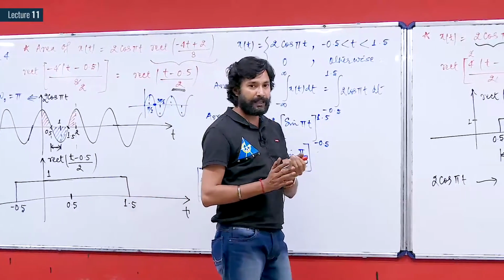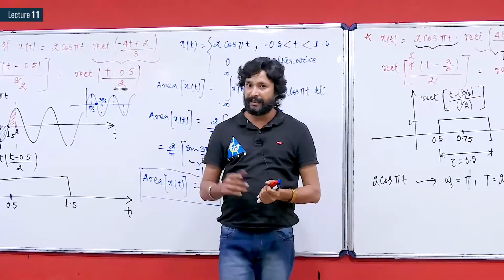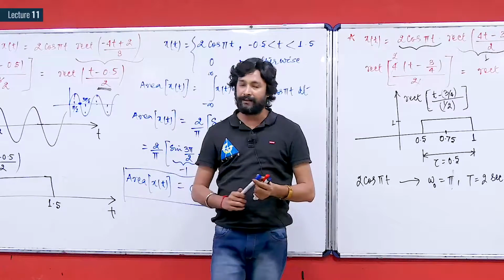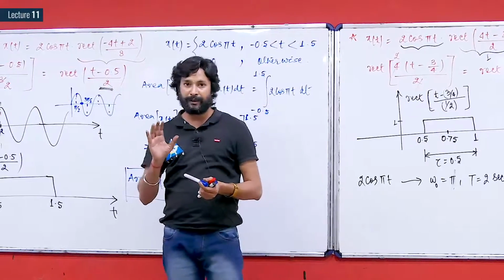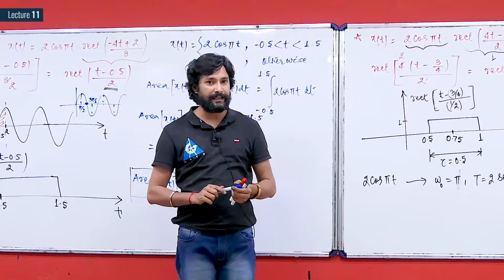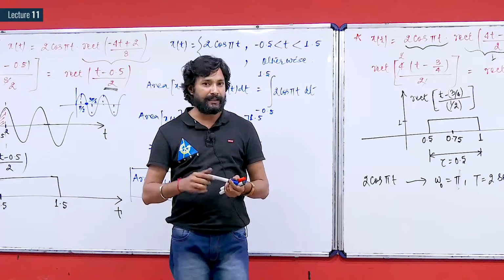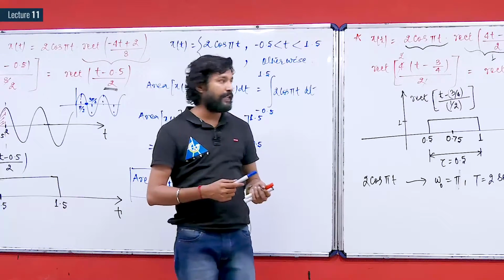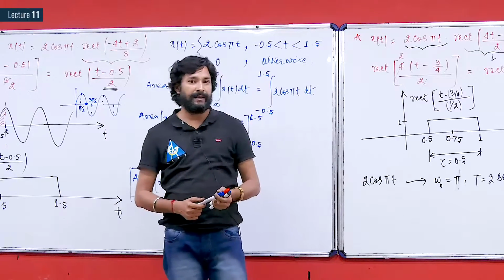We will be discussing more about the rectangular function when we discuss energy signals, and then we will take the energy of the rectangular function. For the time being, we have seen that the area of the rectangle is A tau, and we will see that the energy will be A squared tau. But now we are going to start our new signal, that is the triangular function.